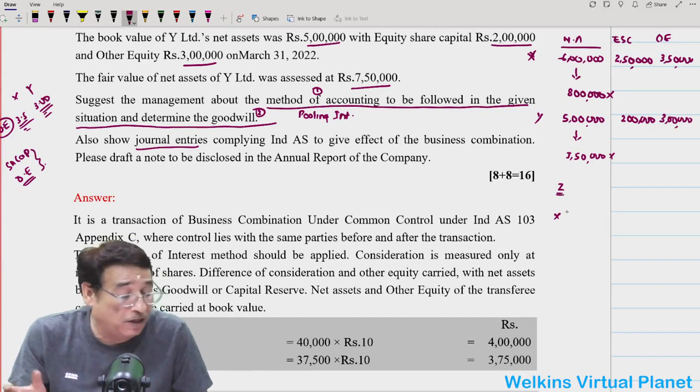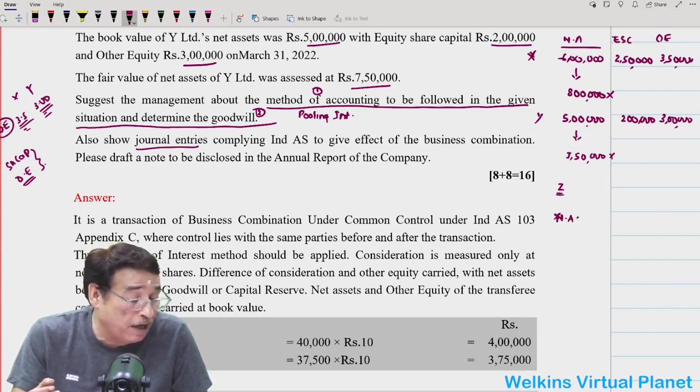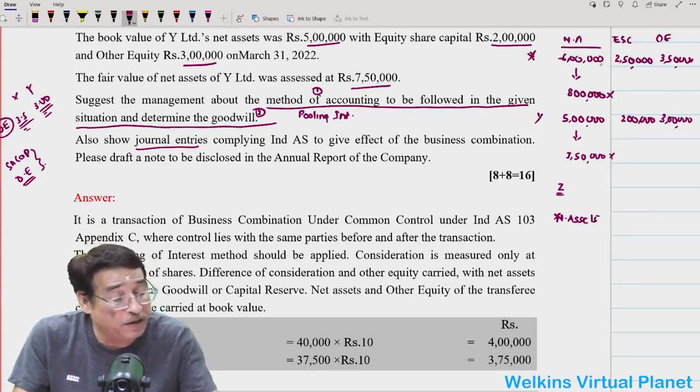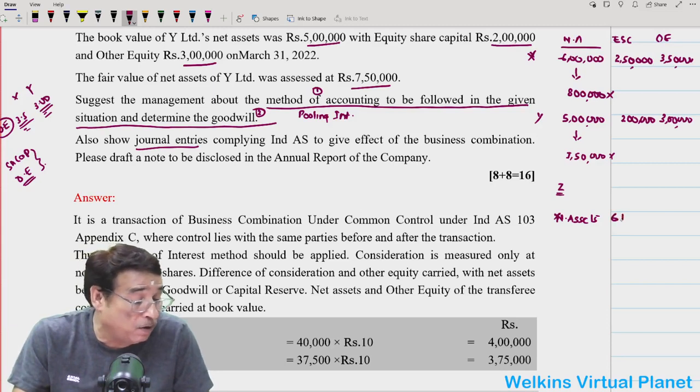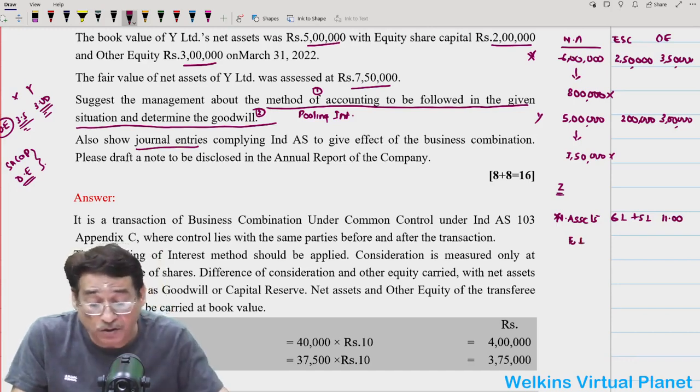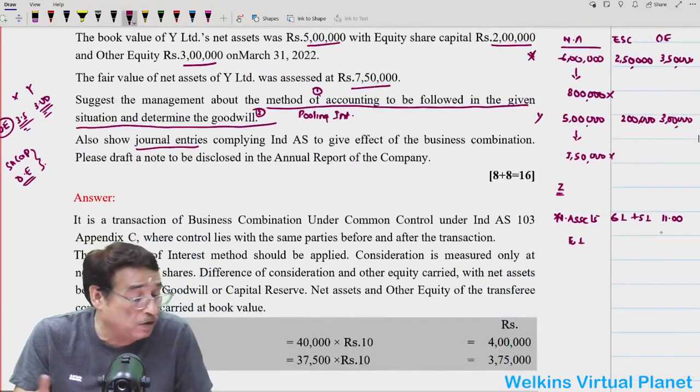So, in the books of Jet Limited, first of all, we will take over the net assets, and we will have to write them at book value. We are taking over the net assets of X Limited and Y Limited. Net assets of X Limited is 6 lakh and of Y Limited 5 lakh, so I will note it down at book value, 11 lakh. Then we will write the liabilities. Are liabilities given in the question, or net assets? Only net assets are given, so that means liabilities have already been incorporated. Then I will write the consideration.